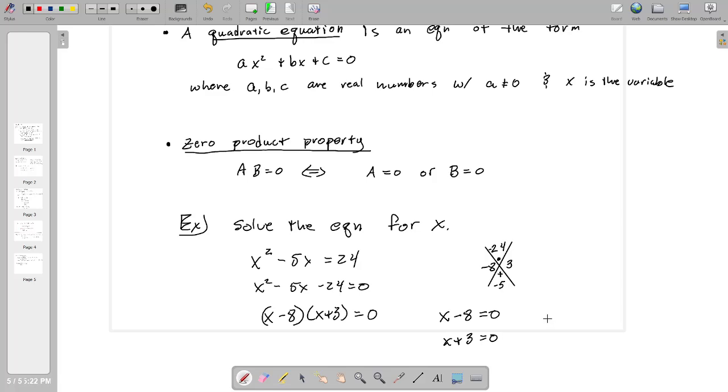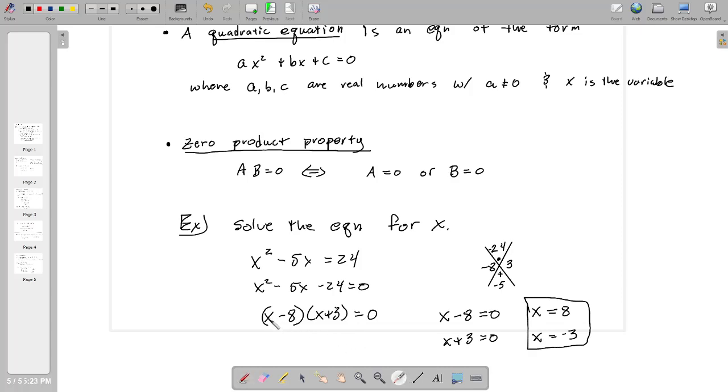So we have to solve for both values of x, because both values of x will create a product of 0 within this multiplication. So once we add the 8 over, we end up with x equals 8, and on the second equation, we get x is equal to negative 3 by subtracting 3 to both sides. Now, both of these are solutions to the quadratic equation.